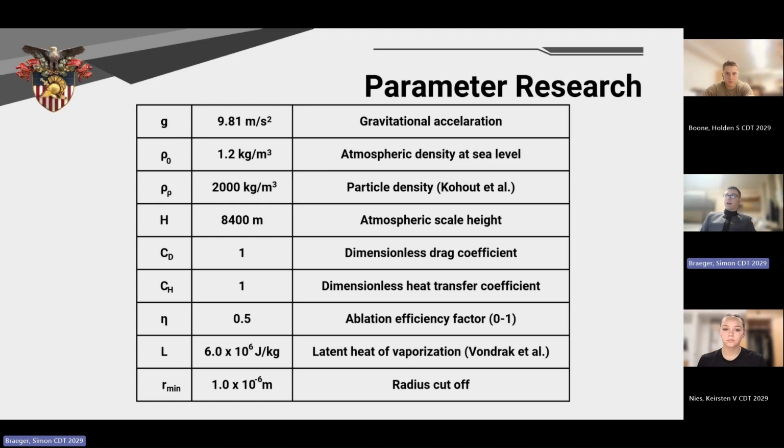For this, we were able to find a particle density for space dust, which we found from a study. And this gave us 2,000 kilograms per meter cubed. And then also the latent heat of vaporization of the space dust, which we also found a study for. The rest of them were educated guesses, such as the ablation efficiency factor and other sorts of things. We just want to make this simple, and these were some good assumptions to make to simplify the model.